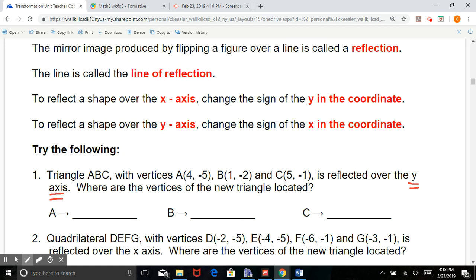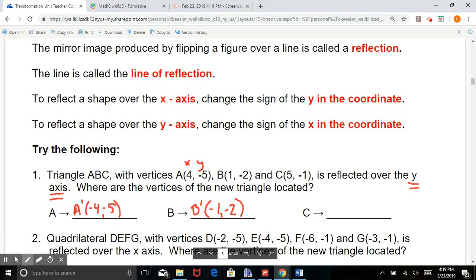So remember, if it's reflected over the y, we change the sign of the x. So in this case, this is the x, this is the y. So we have A prime. Remember, after a transformation, the new shape has prime signs. So A prime, if we reflect it over the y-axis, is going to change the x to -4, and then the -5 stays the same. So it only affects the x of the coordinate because we're reflecting over the y. B is going to be B prime, changing only the x: (-1, -2).